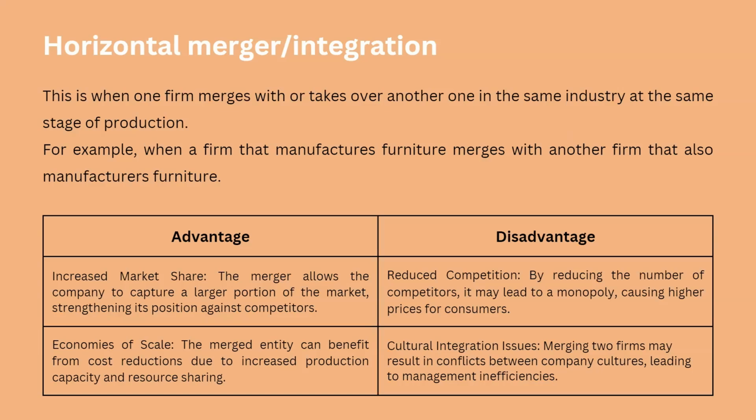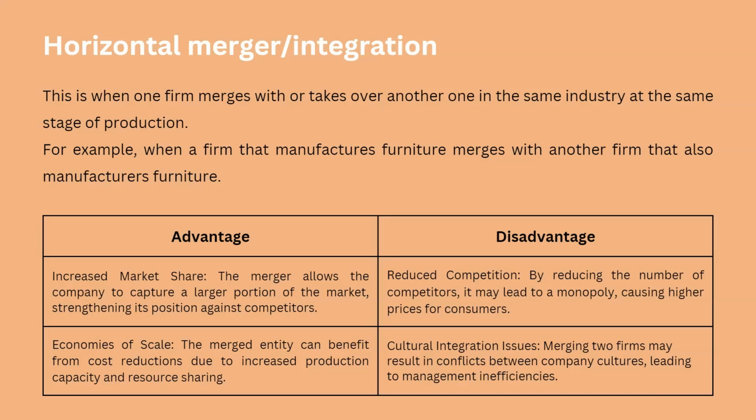So, for example, when a firm that manufactures furniture merges with another firm that also manufactures furniture, the merger or the acquisition is of the same firm doing exactly the same thing. The advantage is increased market share. The merger allows the company to capture a larger portion of the market, strengthening its position against competitors. So, when there's a merger, it means that the company is acquiring a large market share.